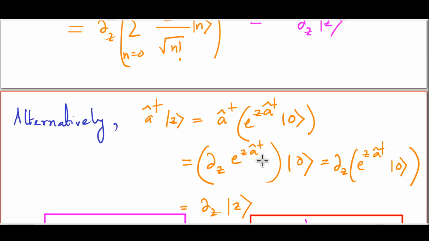Of course, if instead of a dagger you had some number, let's say small a or small alpha here, then del z of e to the z alpha would simply be alpha times e to the z alpha, which is essentially what we have used here. Does this also work when you have operators in this expression?